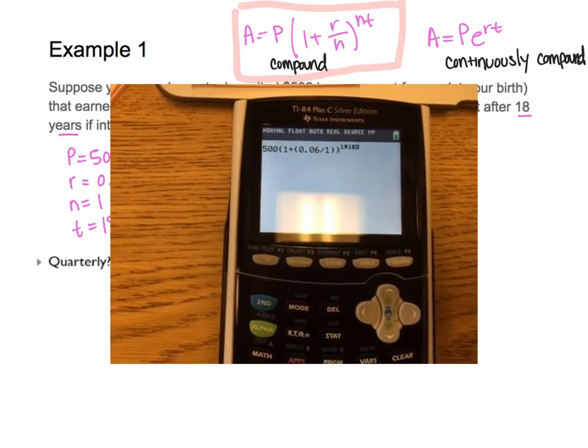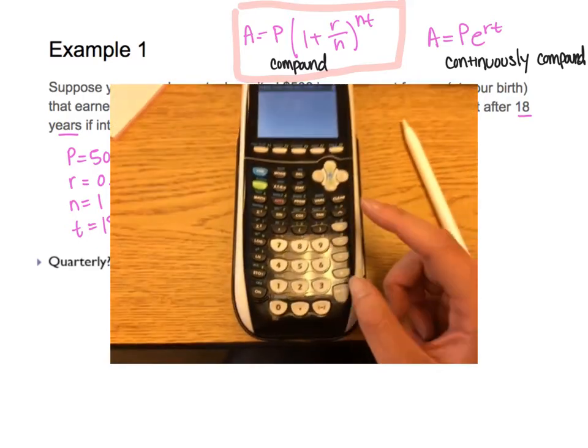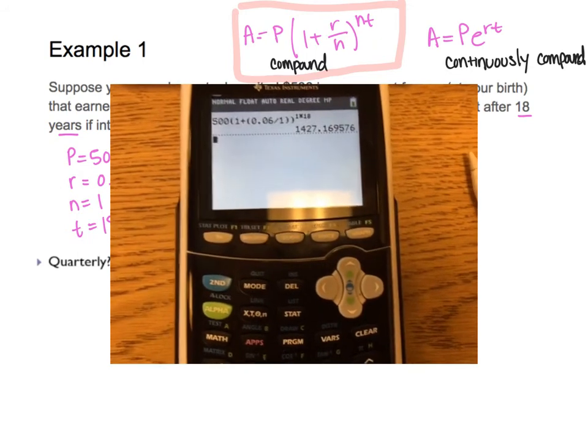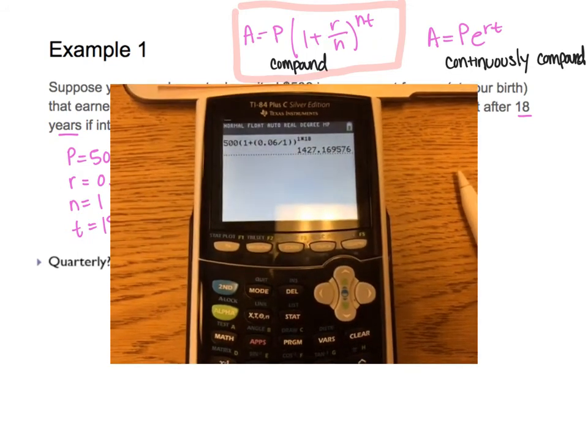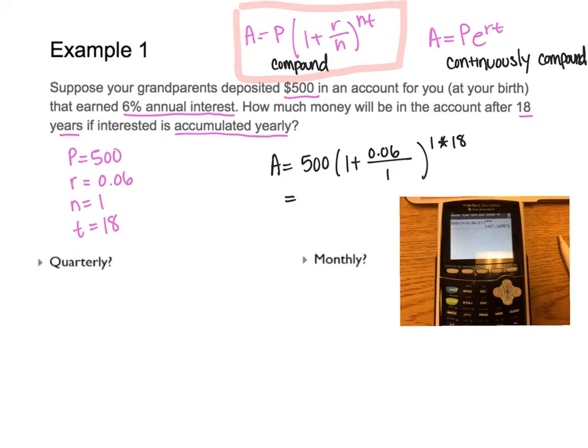This is nice, because I've written it this way, I can do it in one go. Just hit enter and get my answer. And there we have it. So I'm going to copy that answer here to the side. Okay, so it looks like I have 14.27 and 17 cents, if I round to the second decimal place.